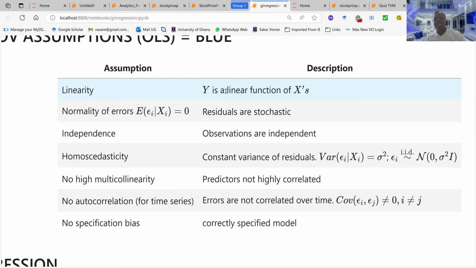Number two, the errors must be normally distributed with a zero mean. I'll come back to that. The expected value of the error term must be zero. The errors are the same as the residuals. They must be stochastic, meaning they must have a zero mean. I've said this before, and it's one of them.